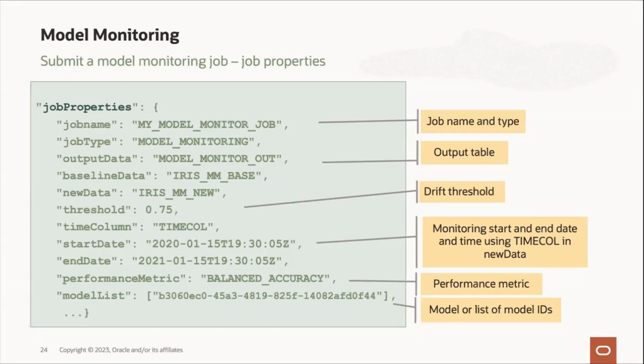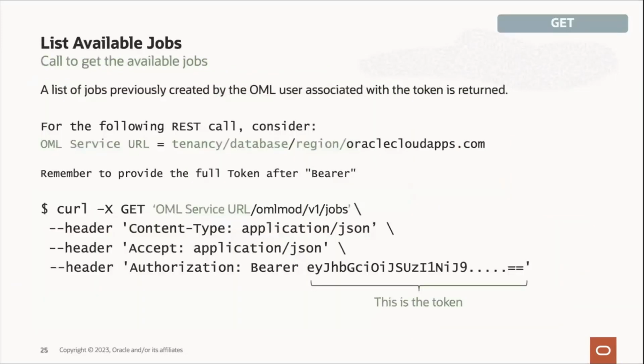So once you have submitted your model monitoring, your data monitoring request, you can list all available jobs to see that that job was correctly created. On job creation, you will receive a job ID in response. So you can use that to see your job in the list of all available jobs. And this request is done with a GET request, again, to that OML mod endpoint, looking at V1 jobs.